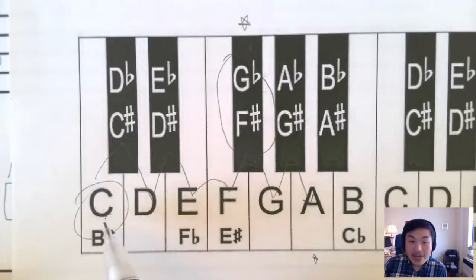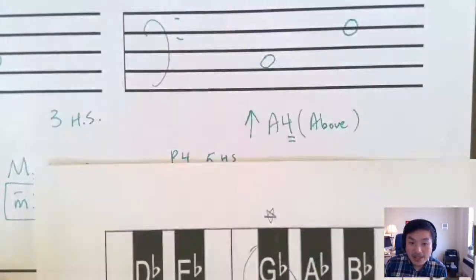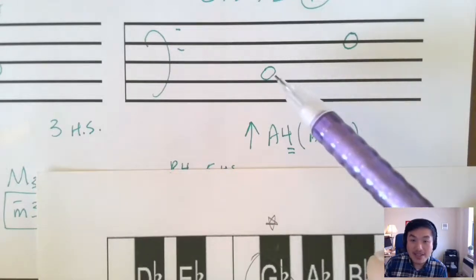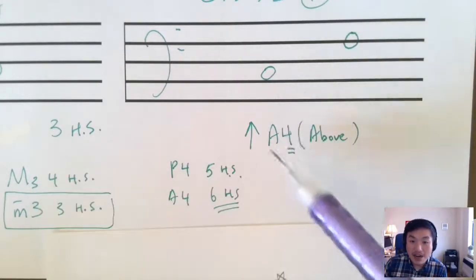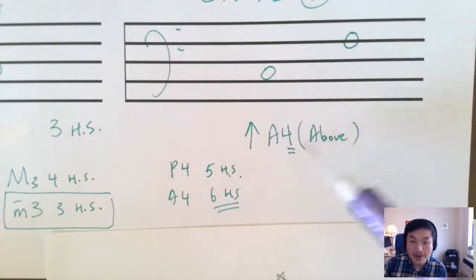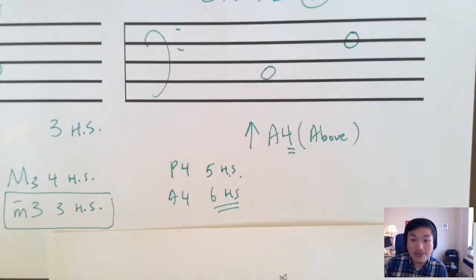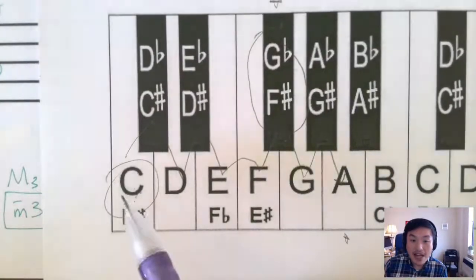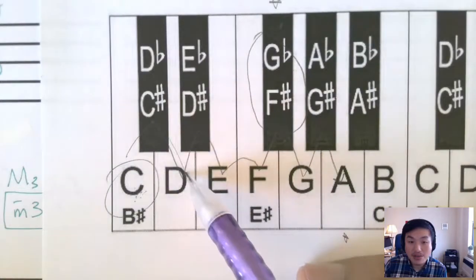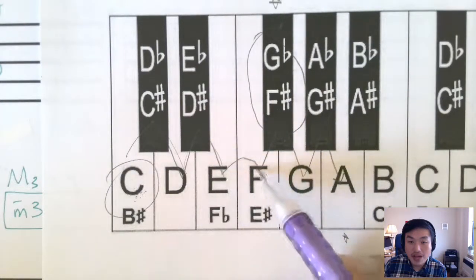Okay, so again, I know that I start with a C because this is what the question started with. And I know that I'm counting 6 half steps above because I need an augmented fourth above. And I know that there's 6 half steps in an augmented fourth. Okay, with those pieces of information, I arrived at finding C on the keyboard, and then I'm counting 6 half steps above. 1, 2, 3, 4, 5, 6.